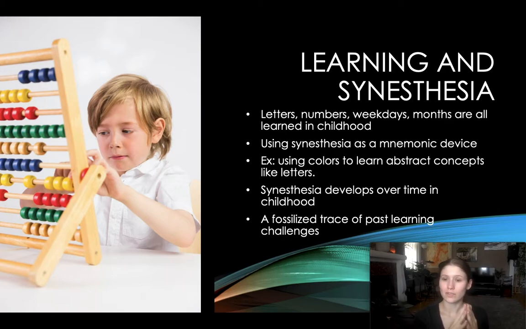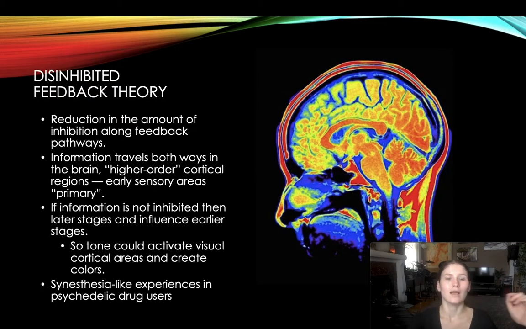Synesthesia is developed over time in childhood, so a 6-year-old isn't going to have the same synesthetic experiences as they would when they are 11. So the theory is basically that adult synesthesia is like a fossilized trace of overcoming these past learning challenges. So, the disinhibited feedback theory.